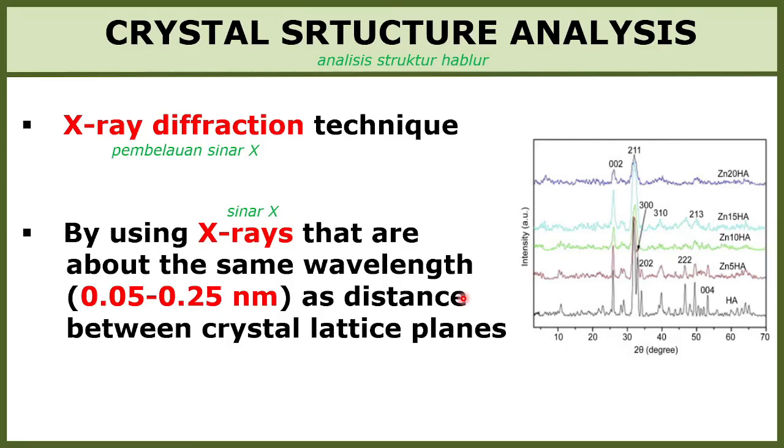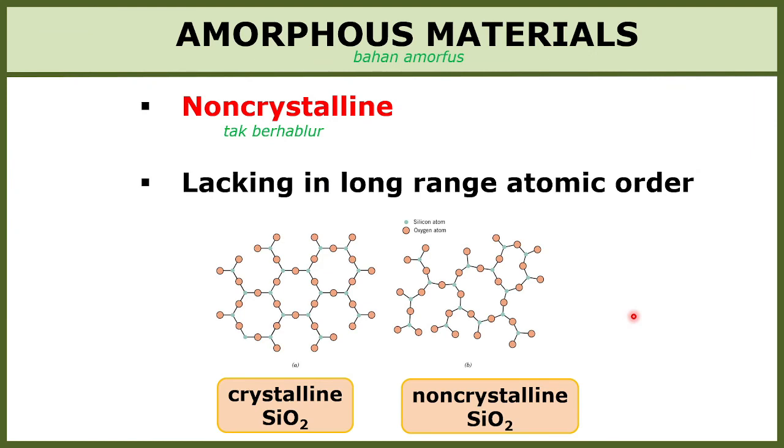Okay, how to determine this BCC or FCC? You just use the XRD machine, the X-ray diffraction technique. By using the X-ray, they will get this figure, and we can determine the material using the peaks of the lines. So if it is 211 or anything, they can determine the type of crystalline structure.